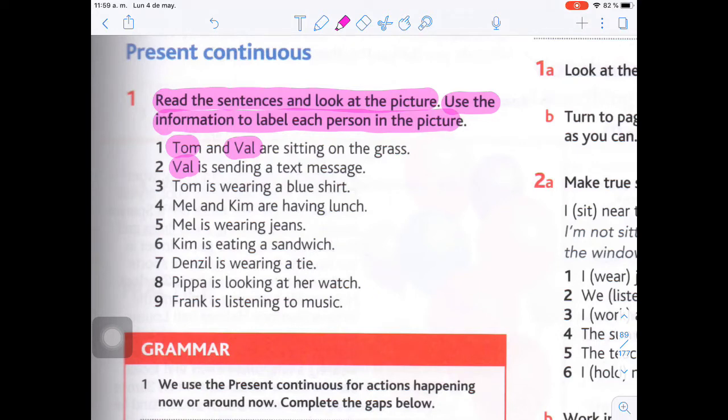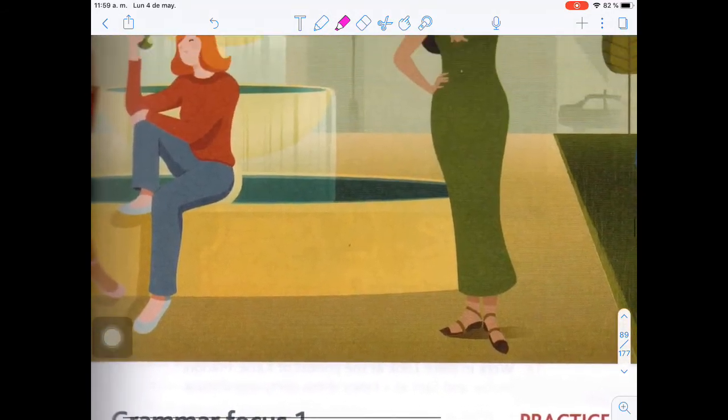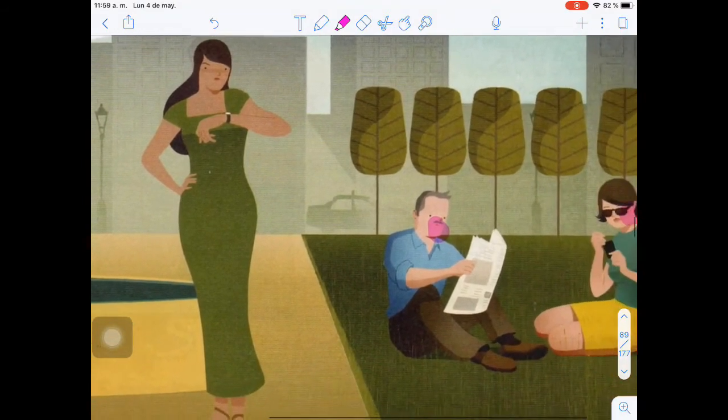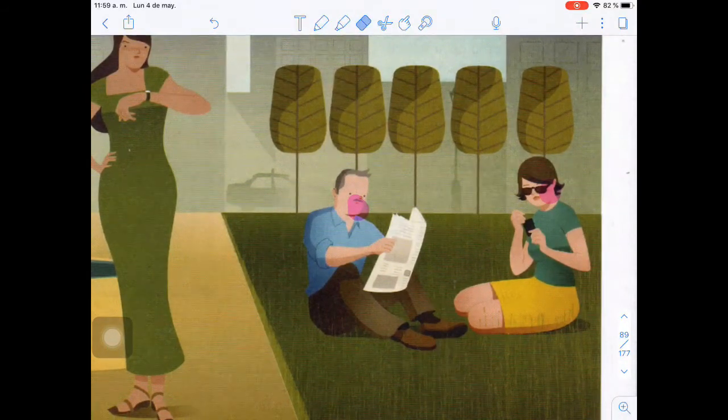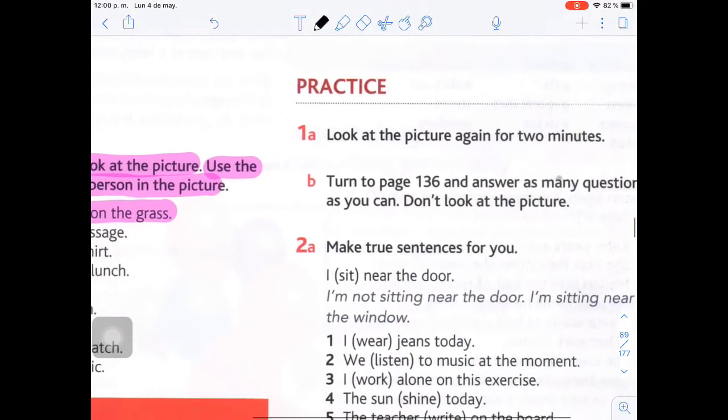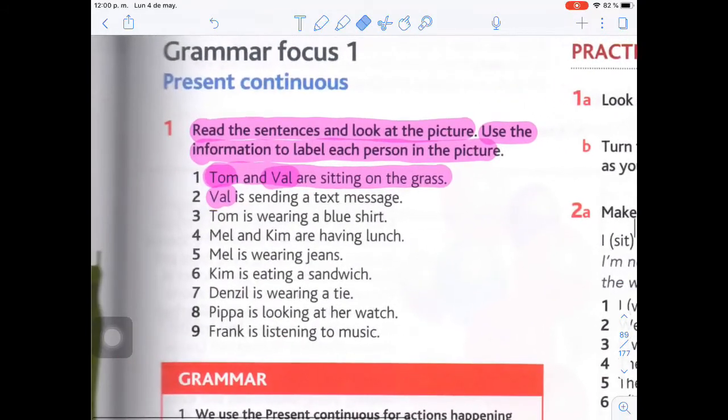So the first sentence says Tom and Valerie are sitting on the grass. Sitting on the grass. So you come to the images and you look for somebody who is sitting on the grass. And you have these two people. They are sitting on the grass. So you come here to the book, you write, okay, this is Tom, I think, and this is Val. Okay, then you continue reading the sentences and identifying the other people.